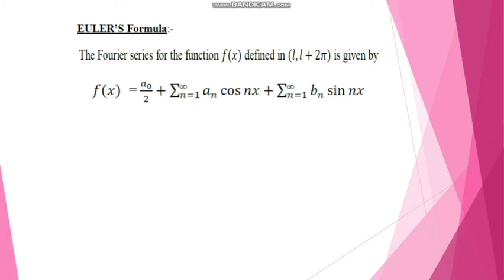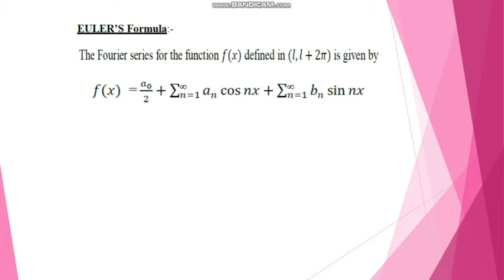Now, the Fourier series expansion of f of x on the interval L to L plus 2 pi is a naught upon 2 plus the sigma, n equal to 1 to infinity, an cosine nx, plus the sigma, the index n varying from 1 to infinity, bn sin nx. It is an infinite series representation in terms of two periodic functions, cosine and sine. It involves only cosine and sine.